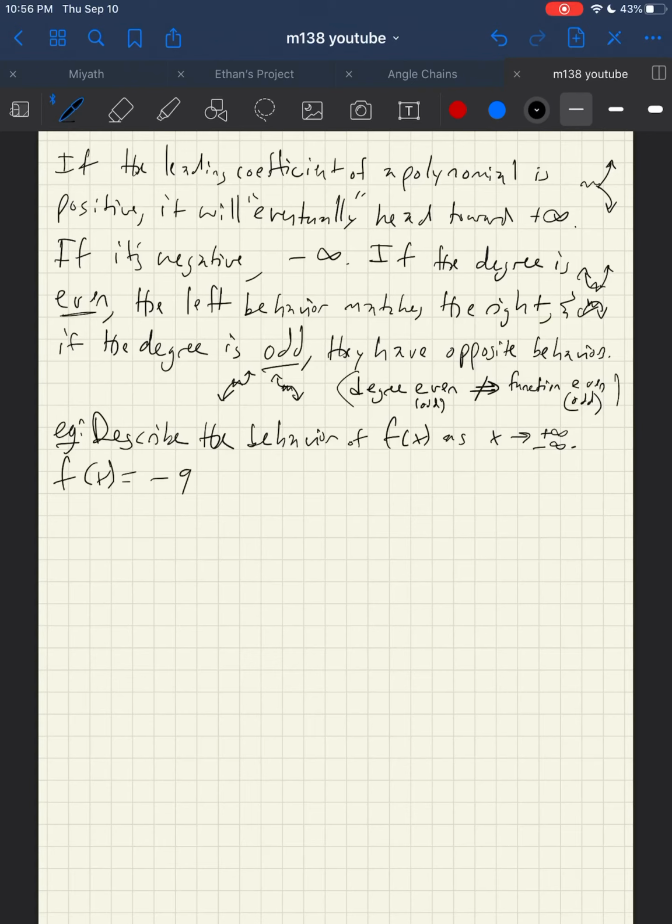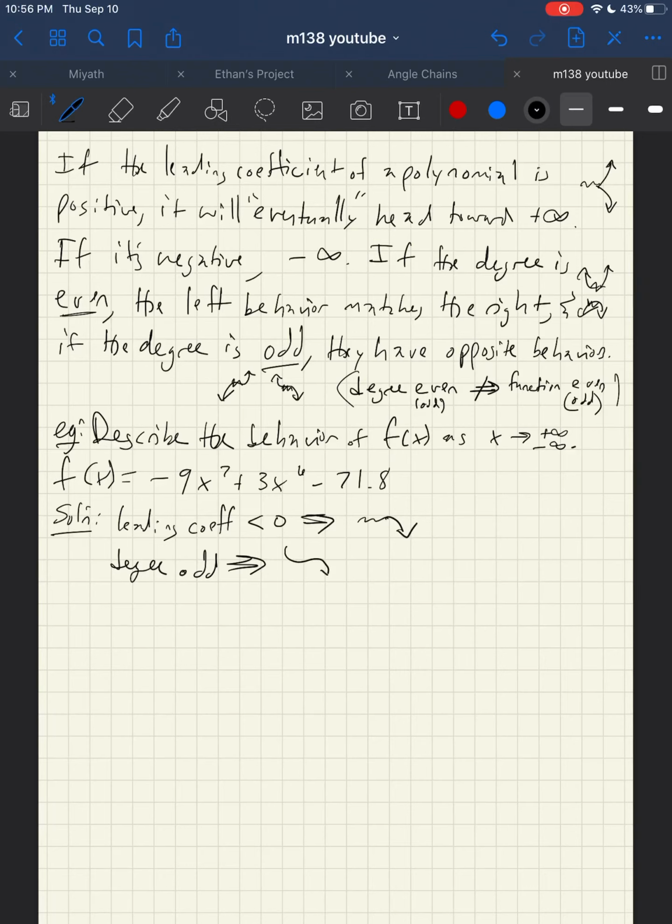Okay, we've got f of x here being negative 9 x to the 7th plus 3 x to the 6th minus 71.8. What's going to happen? Well, the leading coefficient is negative, which implies that this thing, doing whatever, eventually goes down. And the degree is odd, implying that the initial and the final disagree. So it's going to do who knows what in the middle, but it's going to start out up and it's going to finish down. All right?